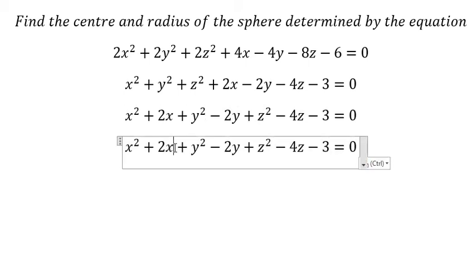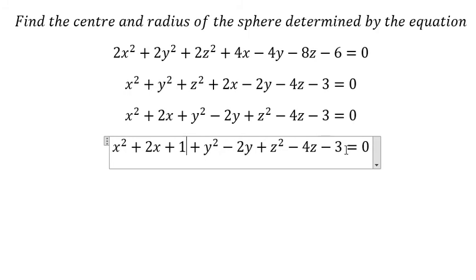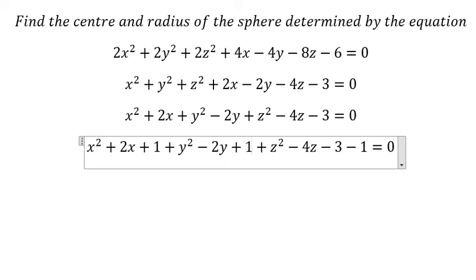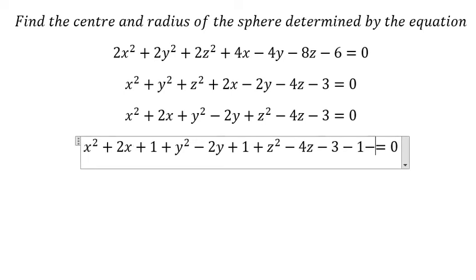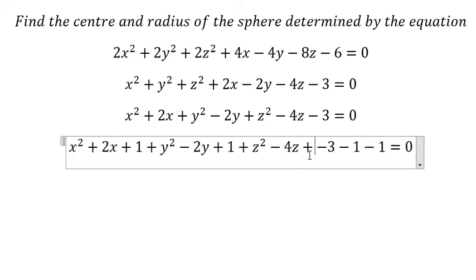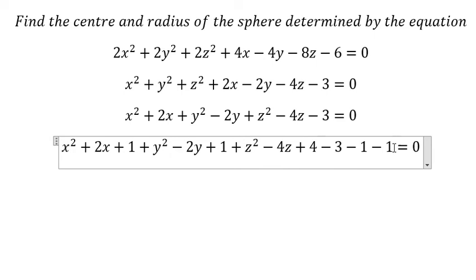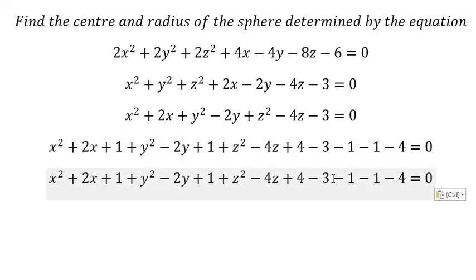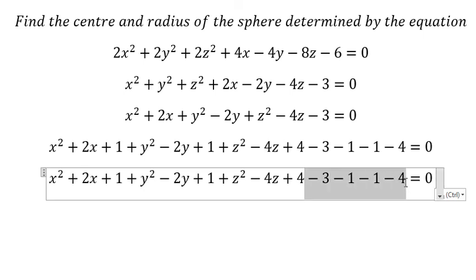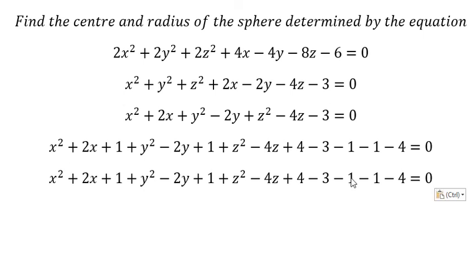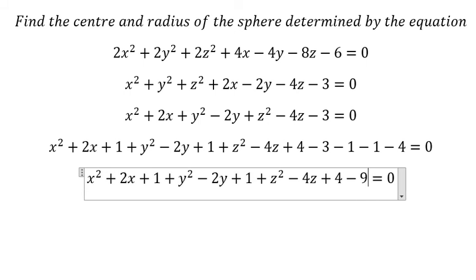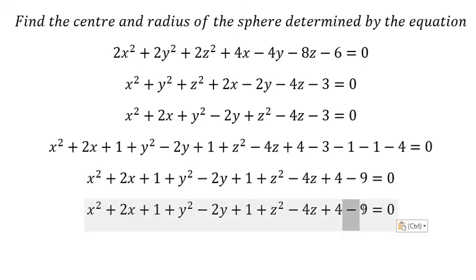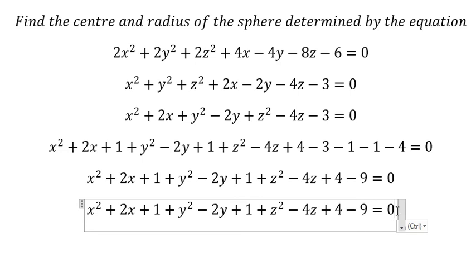Next, we need to add number 1, that means we need to minus number 1. This one we need to add number 1, that means we need to minus number 1. This one we need to add number 4, that means we need to minus number 4. So this one in here, we have negative number 9. Next, I will put negative number 9 to the right.